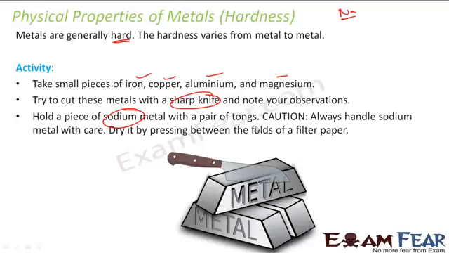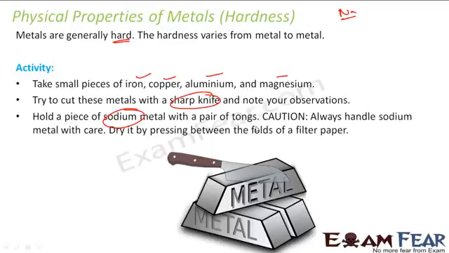It is still a metal because the definition of a metal was anything that loses electrons, and sodium very well loses electrons. So in that case, sodium is a metal, but this physical property doesn't match. Most of the metals are hard, but sodium is not hard. So as I told, the physical property is not for all the metals.